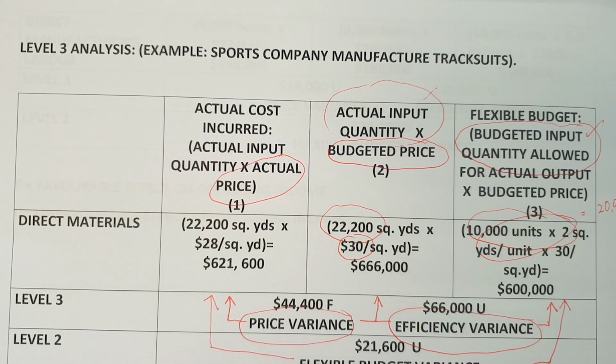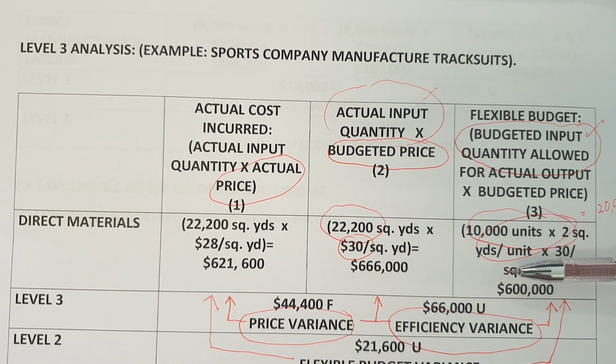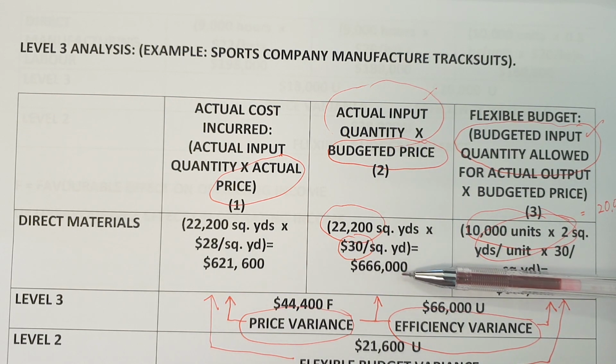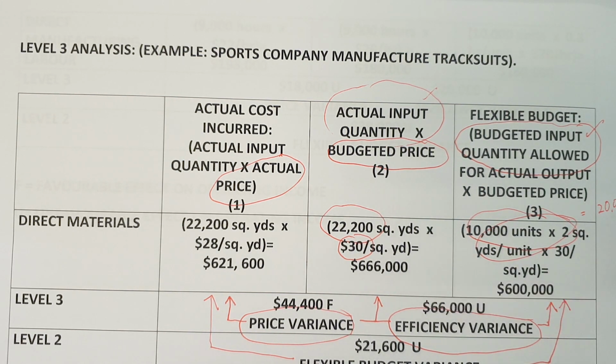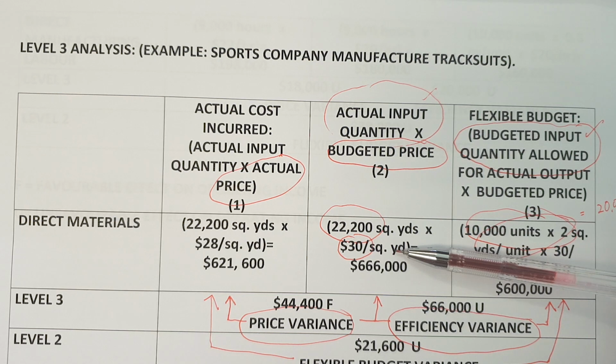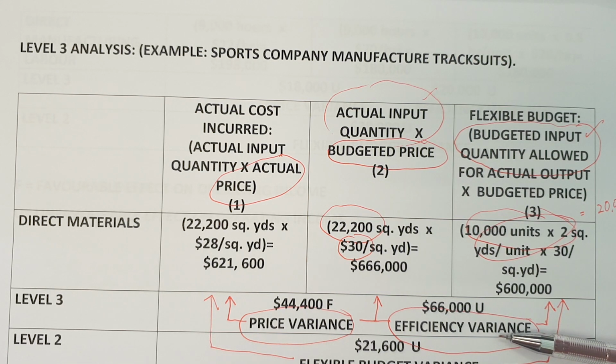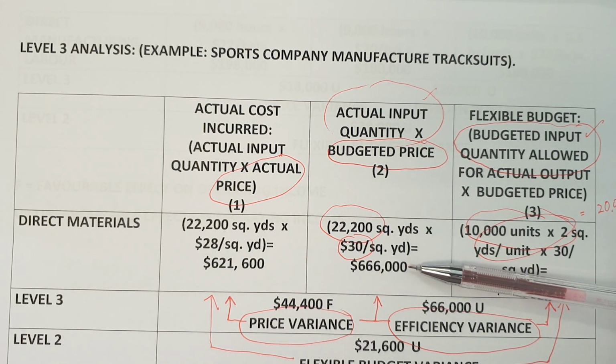Alright, what does it mean? If we look at this example, I repeat again that suppose by using 20,000 square yards, we are able to produce 10,000 units. But once it happened in the actual reality situation, 20,000 is not enough. We need 22,200 square yards of the material, which leads to an unfavorable efficiency variance. It means that in reality, we are not that efficient.